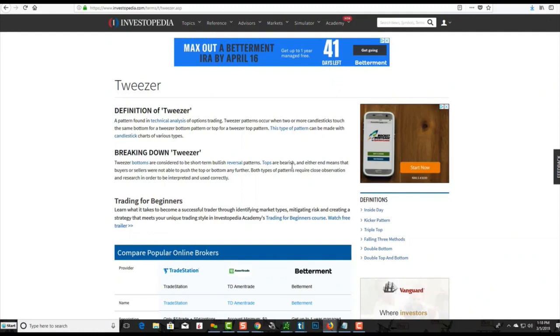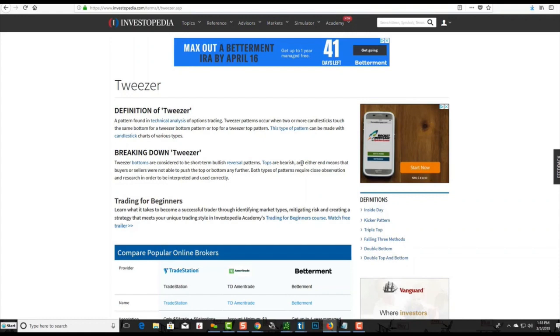I'm going to read you the definition of Tweezer Tops, then I'm going to show you several examples on real live charts. So tweezers are a pattern found in technical analysis of options trading or regular trading. I don't know why they have it specifically for options trading, that's interesting. Tweezer patterns occur when two or more candlesticks touch the same bottom for a tweezer bottom pattern, or top for a tweezer top pattern.